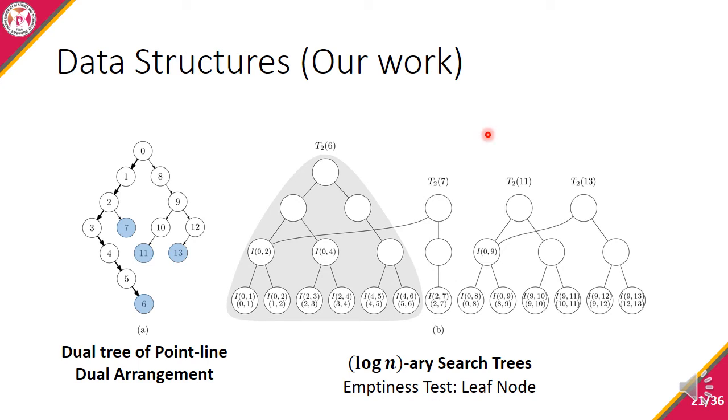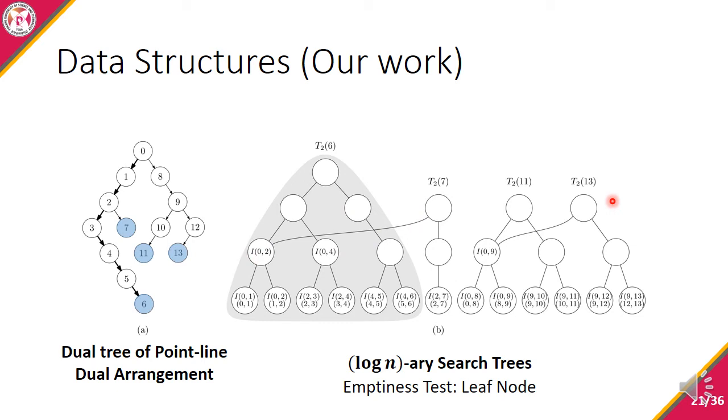This slide is for details of log n array search trees. The log n array search trees is the collection of trees. For each leaf node of the dual tree of the arrangement, we construct a log n array search tree. For example, in this figure, there are 4 leaf nodes in the dual tree, so there are 4 log n array search trees. Furthermore, we can avoid computing duplicate nodes by using pointers.